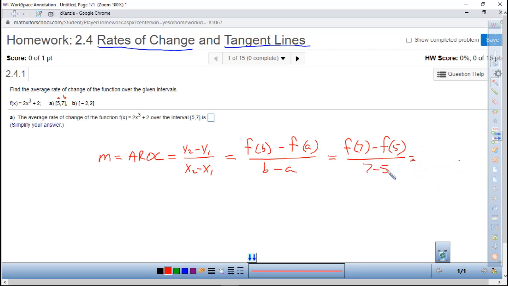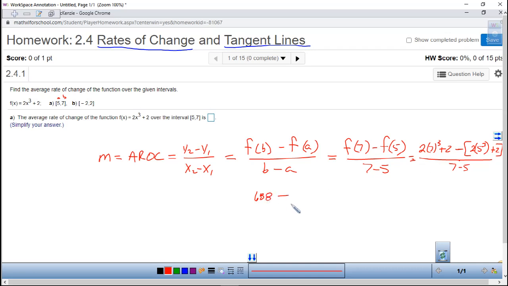And I'm probably going to run out of room here, but I'm going to go ahead and do it anyway. So we've got 2x cubed plus 2. We've got 2 times 7 cubed plus 2 minus, and you want to put brackets around the second part over here, because remember you're subtracting everything, and you're going to get 2 times 5 cubed plus 2. And that's all over 7 minus 5. So 7 cubed is 343 times 2 plus 2.